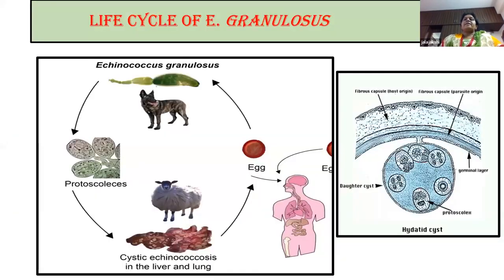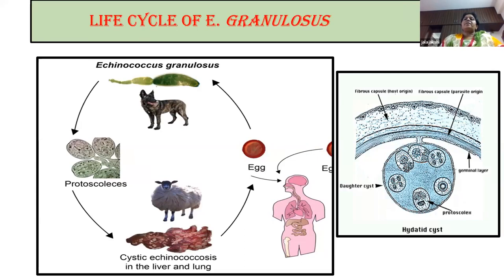Then we will see the life cycle. It is indirect, involving intermediate hosts, that is sheep and goats, ungulates and man. Man is the accidental host. They may get infection through eating contaminated feed or water, or forage contaminated with the feces of infected dogs. So eggs will be passed out in the feces of carnivores.